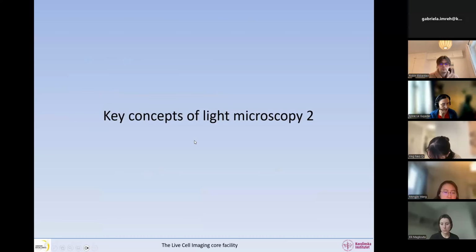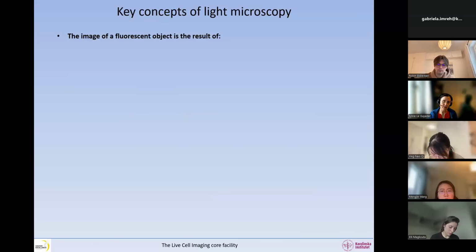Now that I have said this, I think we have a better idea of what light is and how we can manipulate it, and also how the image that we are recording is formed. So now I want to put again this key concept of light microscopy that I spoke about before, just so that you understand maybe what I meant.